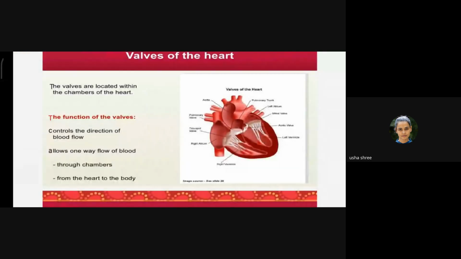The function is to control the direction of flow. Means they allow unidirectional flow. Blood can flow from only atrium to ventricle. These valves prevent the backflow of blood. If backflow of blood happens, then the circulatory system will be hanged or hijacked, right? So backflow should not be there. So backflow is being prevented by this valve.